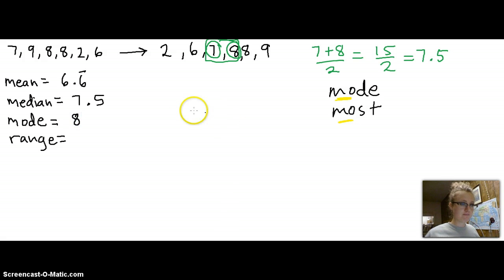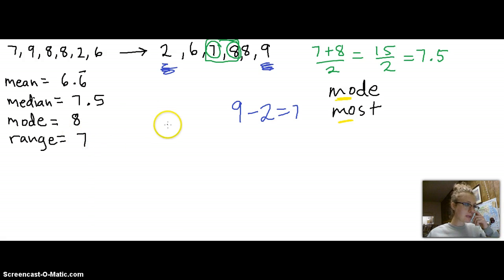Now the range, we're going to want to look at the list from least to greatest, because the range is equal to the very biggest term minus the very smallest term. So in this case, the very biggest is going to be 9, and the very smallest is going to be 2. So the range is going to equal 9 minus 2, which is 7. So our answer for the range is 7.